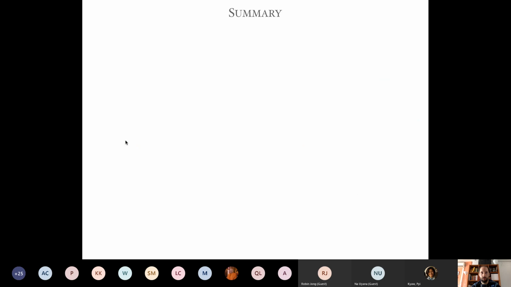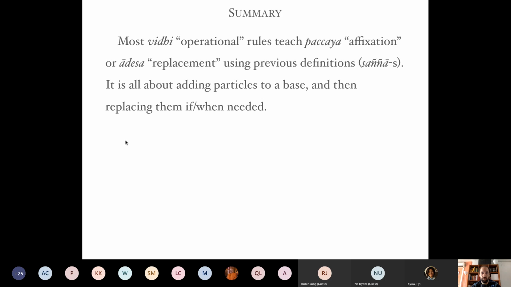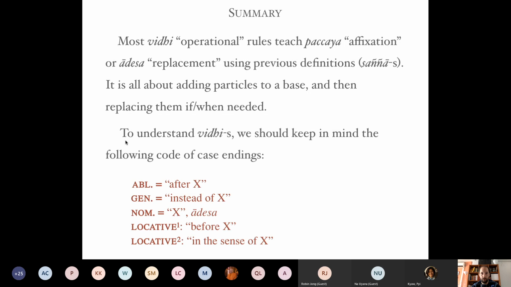So to conclude, the summary of what we have seen today. Most vidhi or operational rules teach paccaya, affixation, or adesa, replacement, using previous definitions, sannyas. It is all about adding particles to a base and then replacing them if or when needed. To understand vidhis, we should keep in mind the following code of case endings.